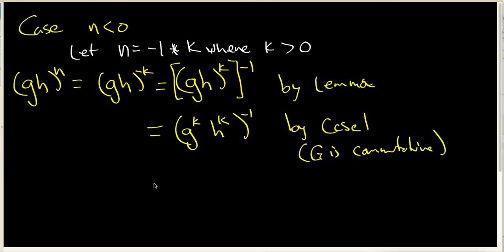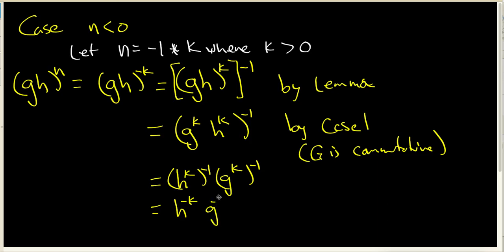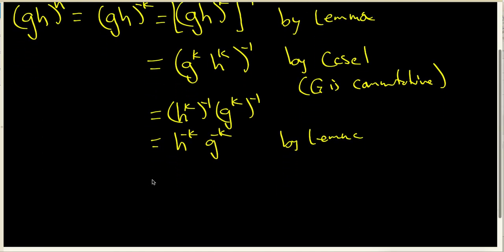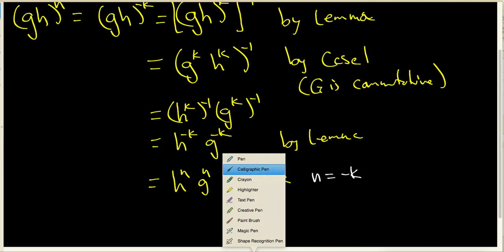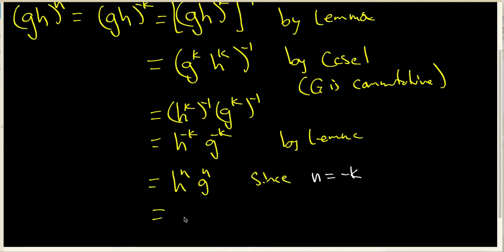And now what we want to do is think about the inverse. We know what inverses are. That would be hk's inverse times gk's inverse. But let's see, this is going to be h to the minus k times g to the minus k by our lemma. And this will then be h to the n times g to the n, since, remember, n is equal to minus k. And then finally, our group is commutative again, so we can swap the order here and write that as g to the n times h to the n, and that is since g is commutative.